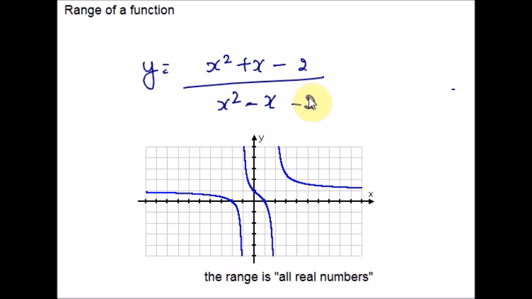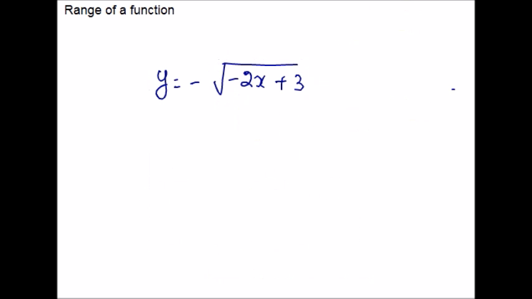So when it comes to a rational function, you better graph it and look for the ranges. For ranges, you have to concentrate only on the y values. Okay, now let me take one example which has a square root. Here is the next example.